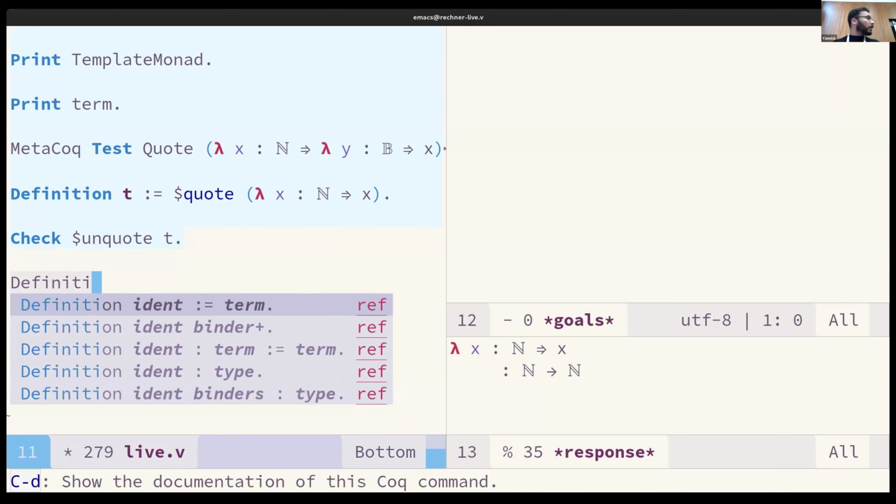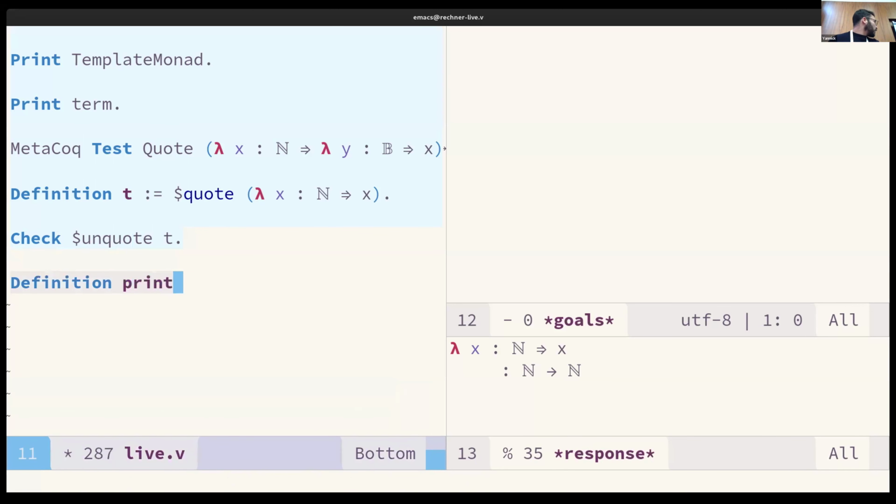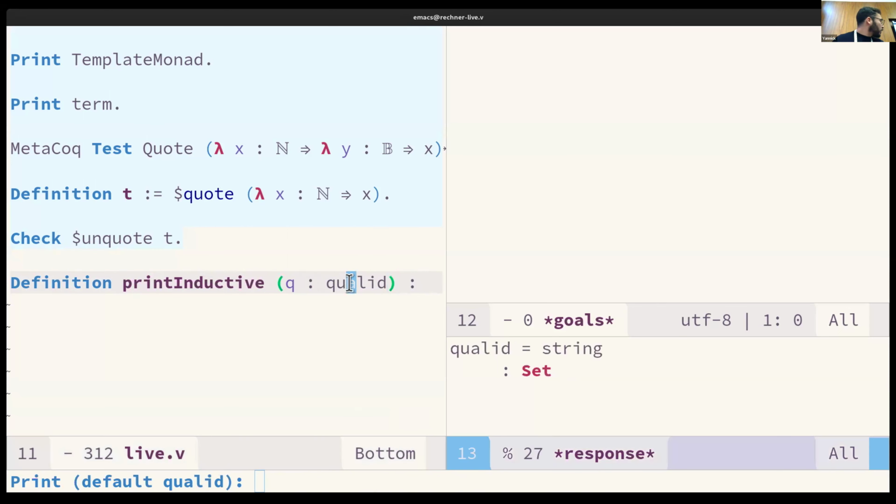So we're going to write a definition print inductive, which is going to take as argument a quality, which I think is probably just equivalent to string.